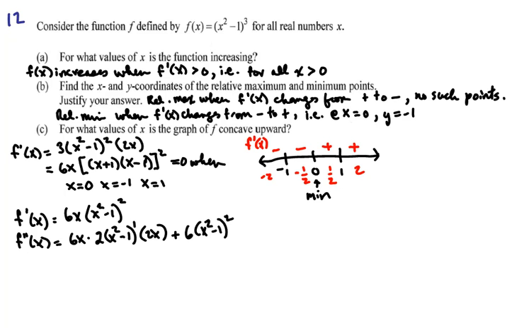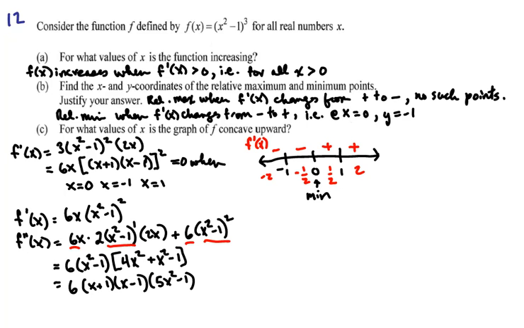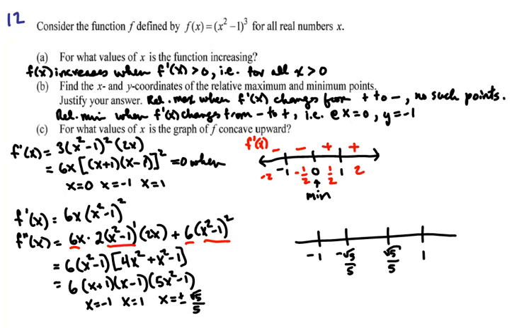What I would do here is factor out a greatest common factor of 6 times x squared minus 1. That leaves me 4x squared plus x squared minus 1. So the final factored form is 6 times x plus 1 times x minus 1 times 5x squared minus 1, which gives me the zeros: x equals negative 1, x equals 1, and x equals plus or minus root 5 over 5.